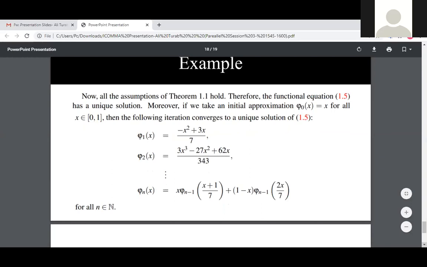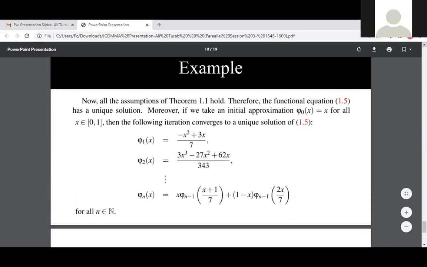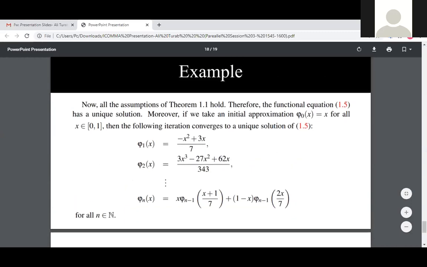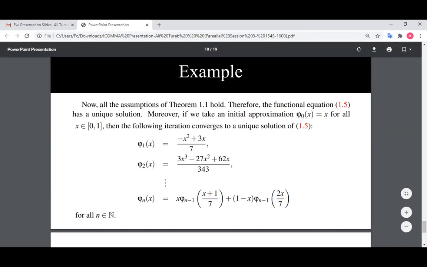So to conclude my talk, in these slides we have discussed a probabilistic predator-prey model in which a predator has two choices, and we observe the behavior of a predator in such a situation. We discussed a more general functional equation, and we used the Banach fixed point theorem to establish the existence and uniqueness for such a model. To support our result, we also presented one example. So thank you so much.